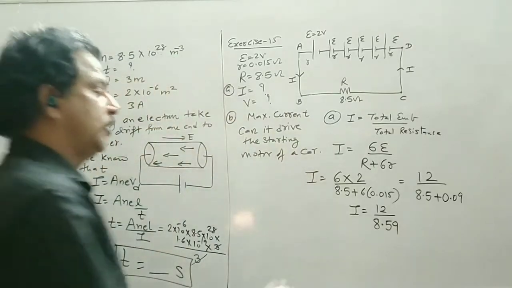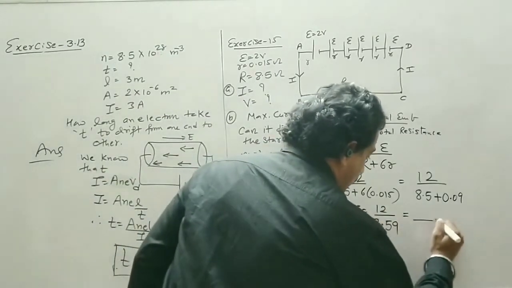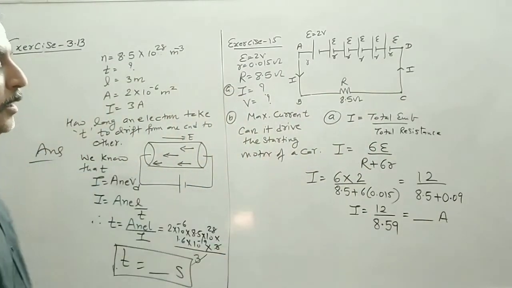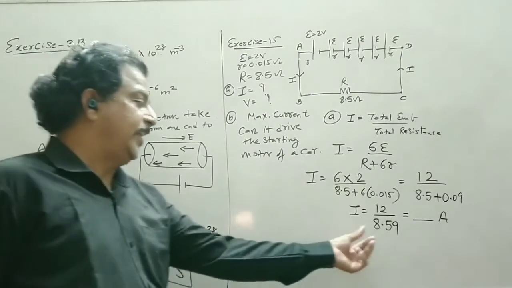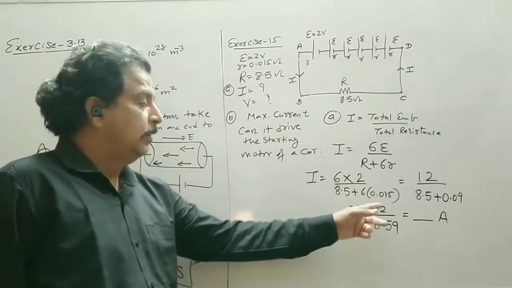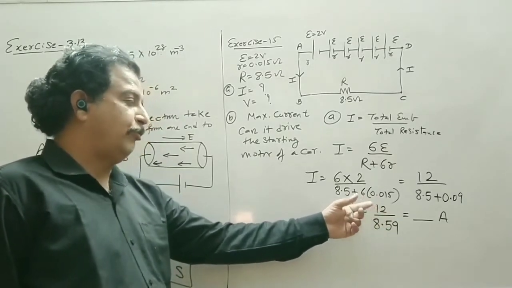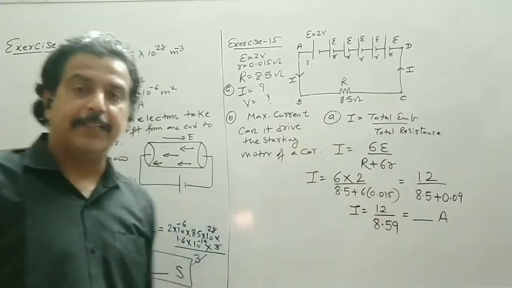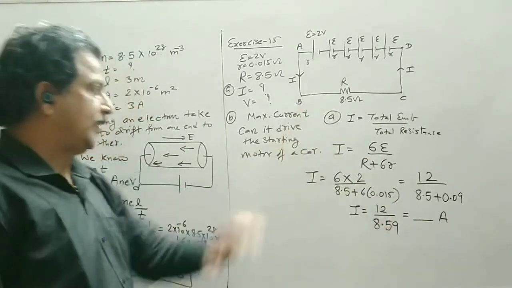So this much current is flowing through the circuit, that is in ampere. This current you find out, and it is left as an exercise. So it will come around. If I take this value as say 9, then it will be 12 by 9, that is 4 by 3, 1.33 or something like this. So it is left as an exercise.